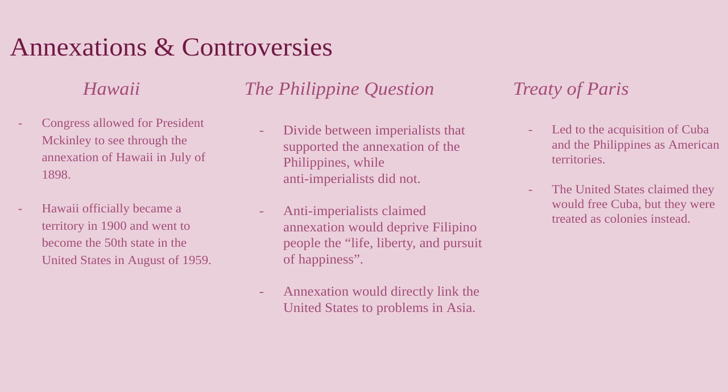The Philippine Question. A sharp divide between imperialists that supported the annexation of the Philippines and anti-imperialists that did not brought up the Philippine Question. Anti-imperialists claimed its annexation would deprive Filipino people of the life, liberty, and pursuit of happiness rights written in the Declaration of Independence. Annexation would also set a direct link between the United States and the problems in Asia.